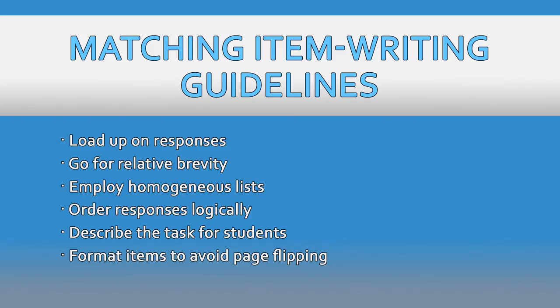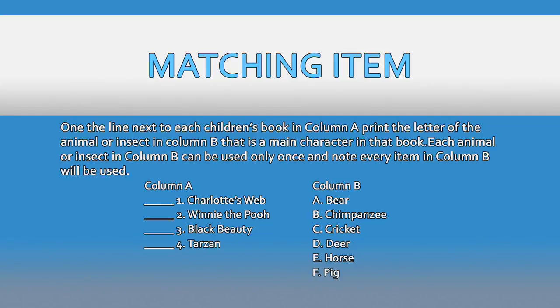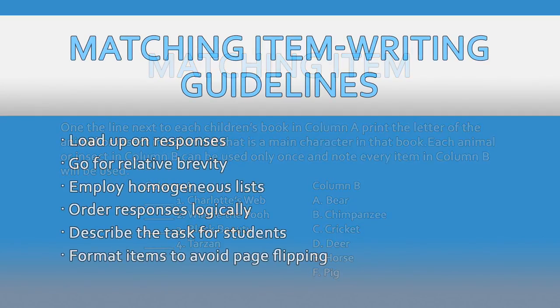Here are some useful guidelines if you're making matching items. The first one is you want to load up on responses. You want more responses than premises, right? So if you look back there, you see that there are more things in column A than there are in column B. This is one that people often overlook.